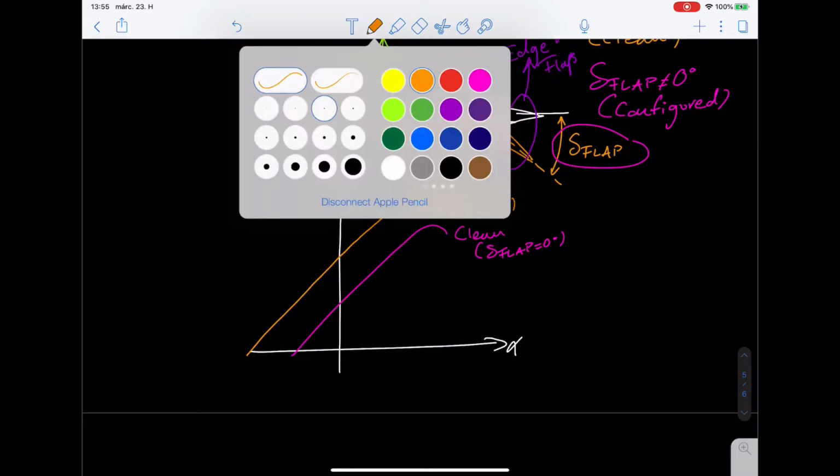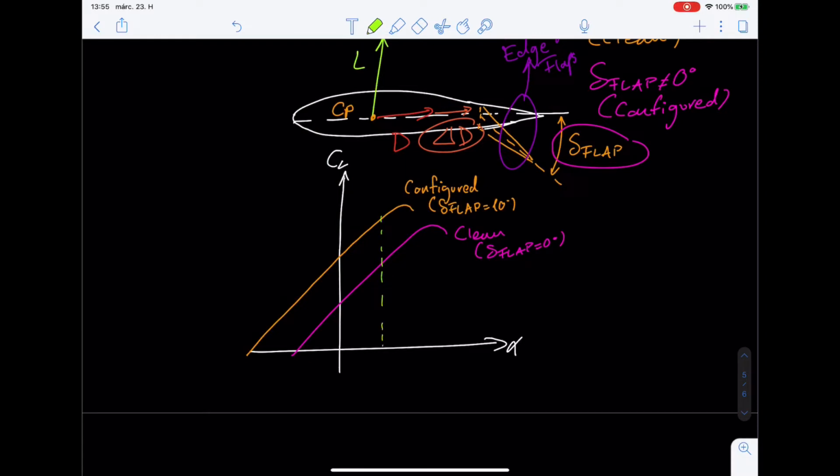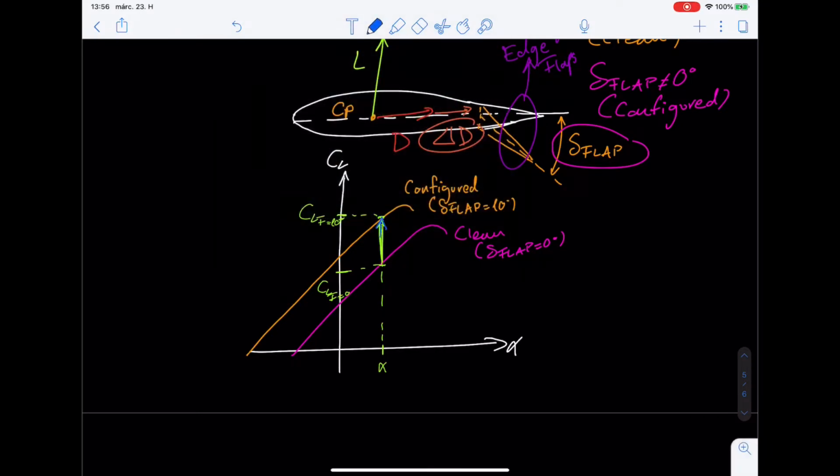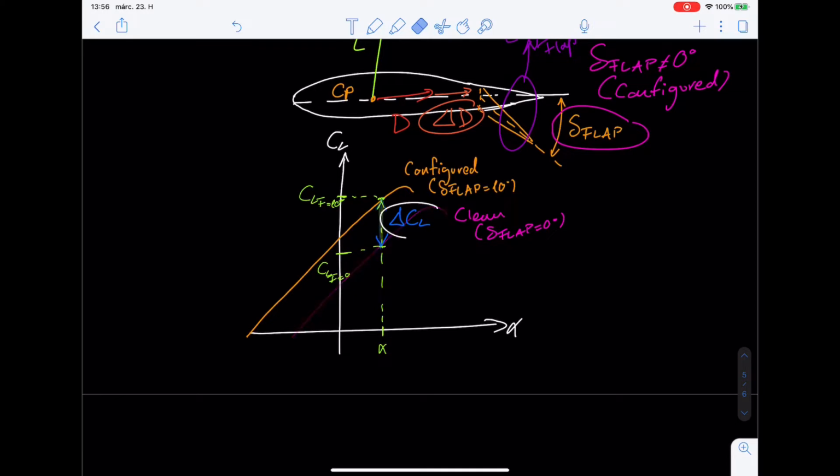But we can see that for a given angle of attack, this one, there's going to be an increase in the lift coefficient, right? This was the lift coefficient initially with the flap 0, and this is the lift coefficient with the flaps 10, right? So we can see that there's this delta CL, this increase in the lift coefficient.